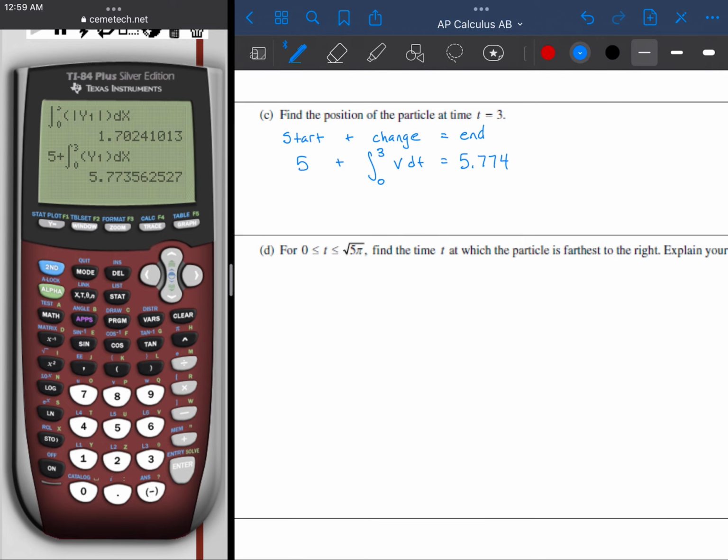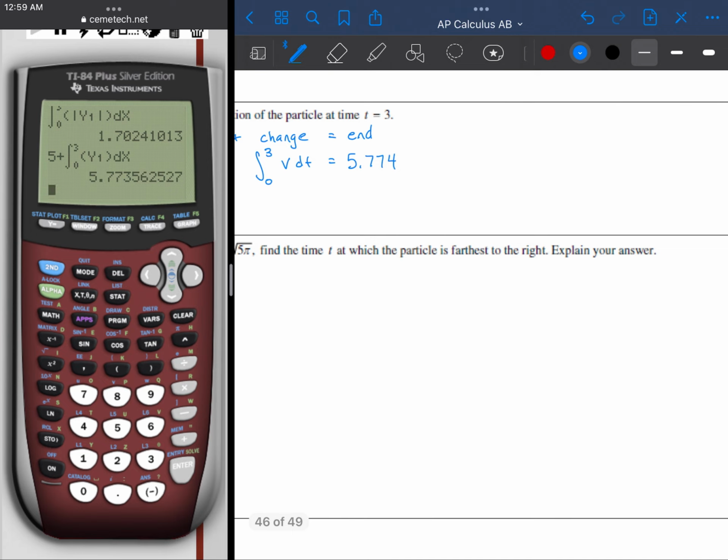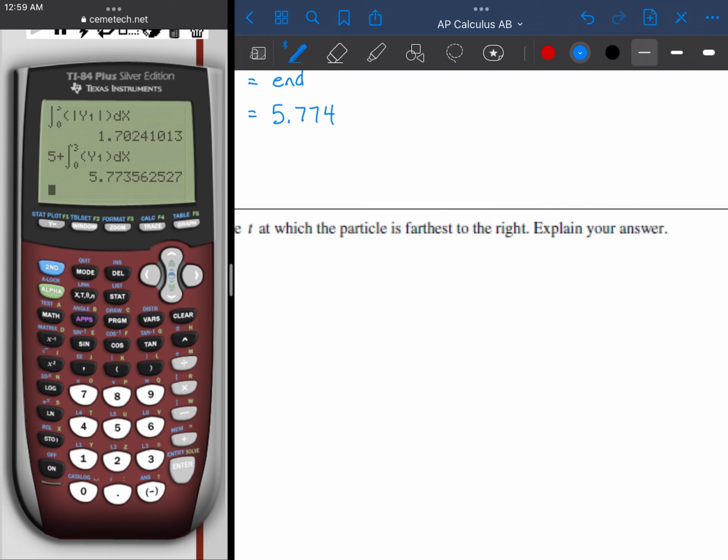All right, so on that interval that we originally graphed this, find the t at which the particle is farthest to the right. And there's a bunch of little waves there. This is going to be a little bit tricky. But the way that I am interpreting this is a maximum. Farthest to the right is the same thing as a maximum.